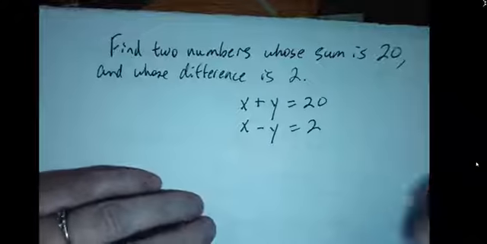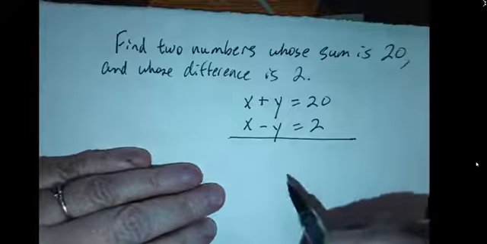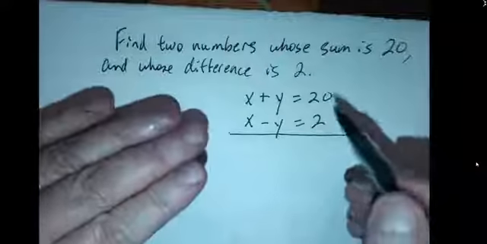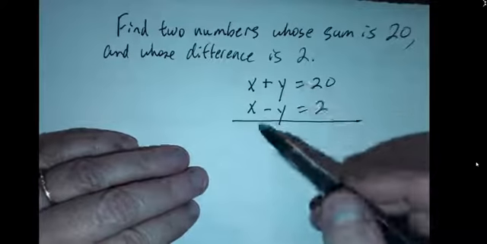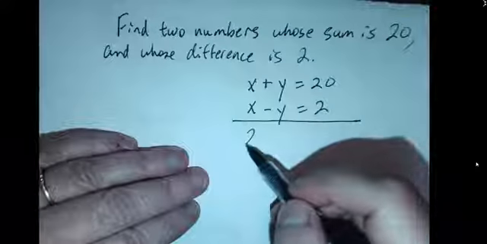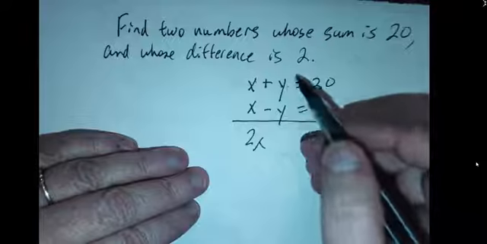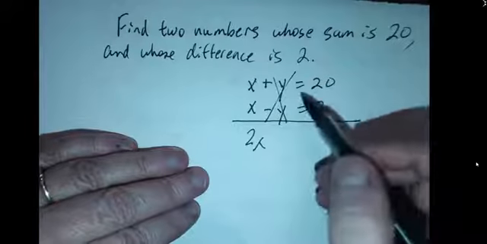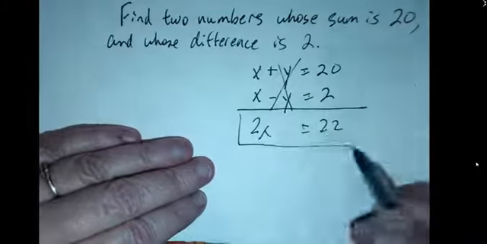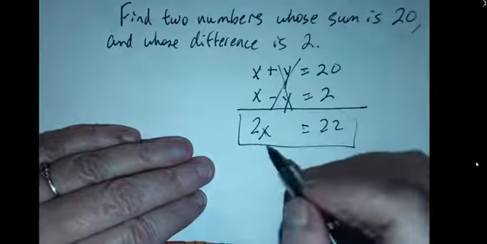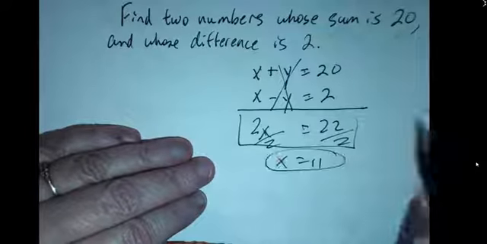One is called elimination. And elimination, if I look at these formulas and I just add them as they are, because they're stacked nicely here, and do it like vertical addition. So X plus X is 2X, and Y plus negative Y, well, they are eliminated. Equals, and 20 plus 2 is 22. And so I have a new formula. 2X is equal to 22. And I divide both sides by 2, and X is equal to 11.